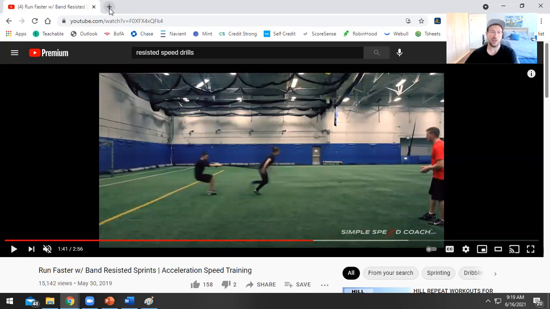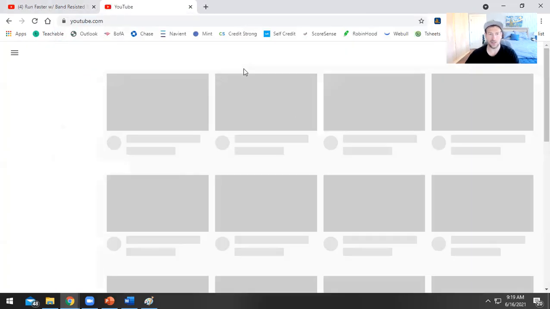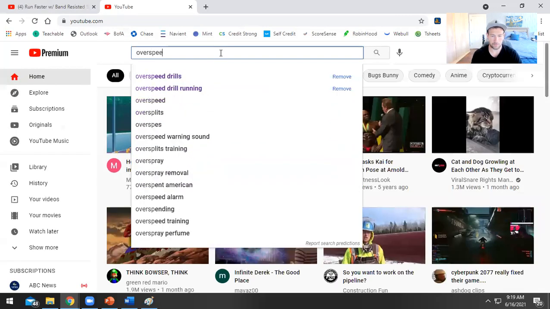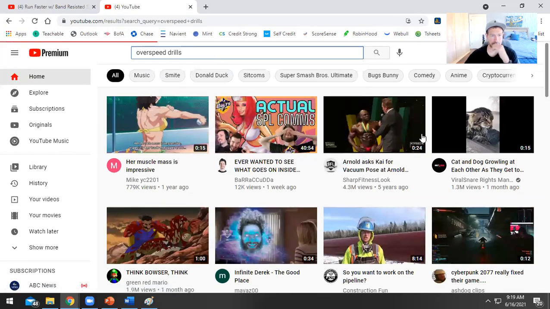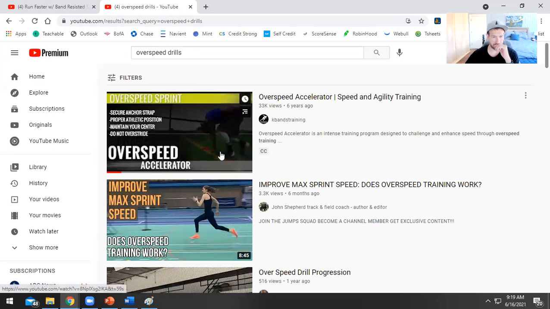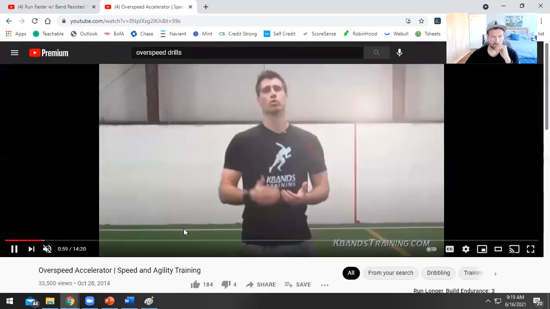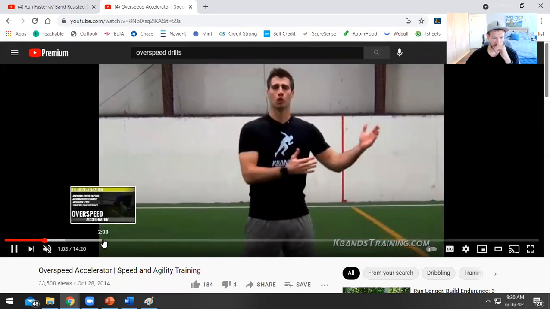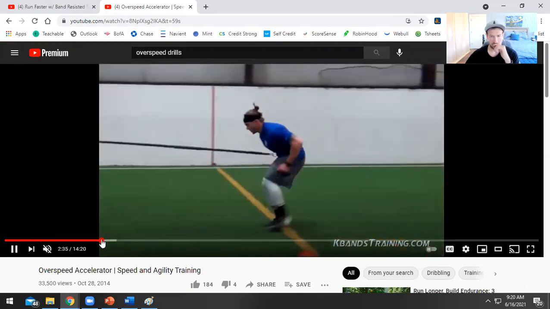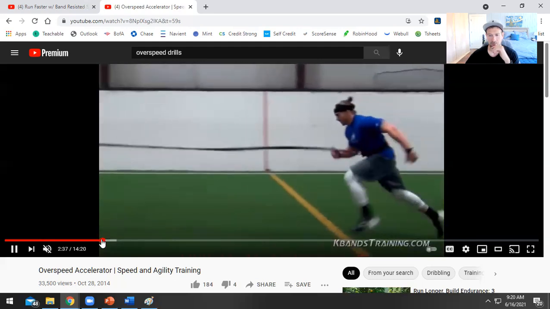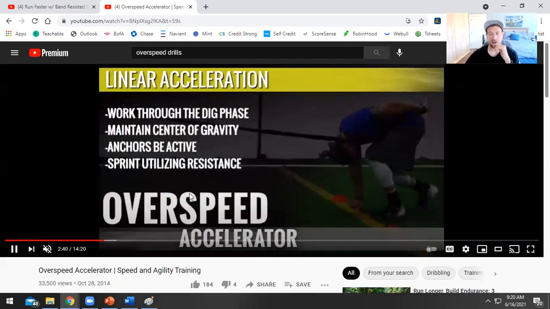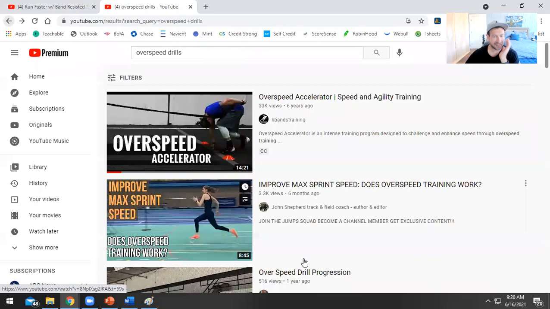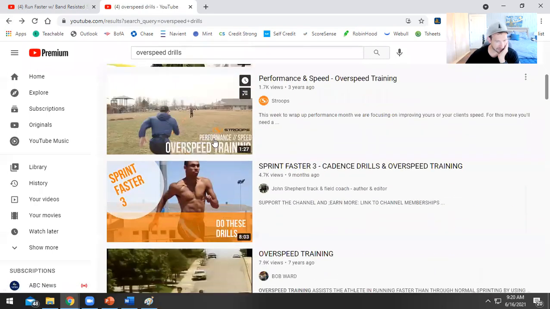If you look at the other version, actually, let's pull up the overspeed drill. I want to see one where he's sprinting forward. Okay, so let's see him going forward here. Notice how, well, he kind of did it at the end there. I'm not quite getting exactly the example. Oh, here we go.